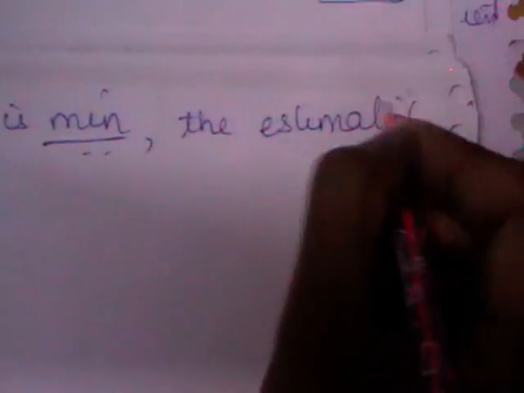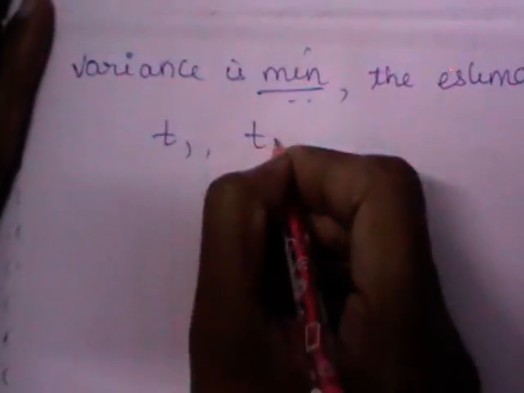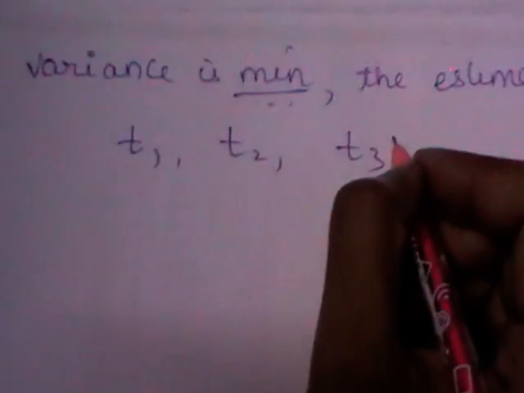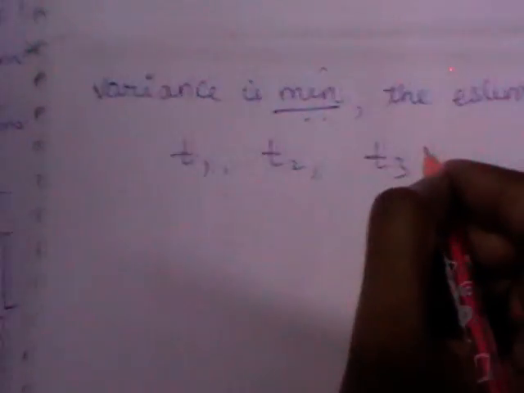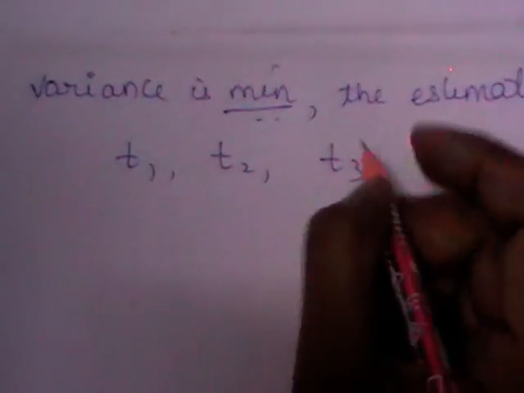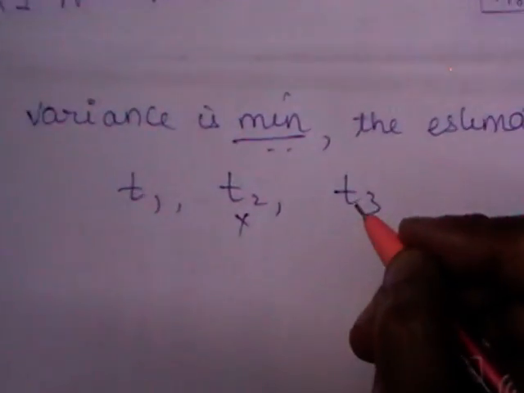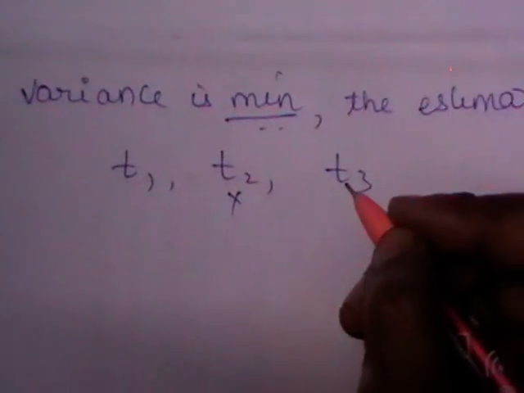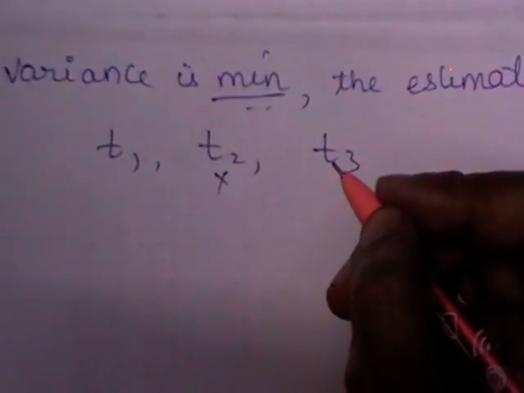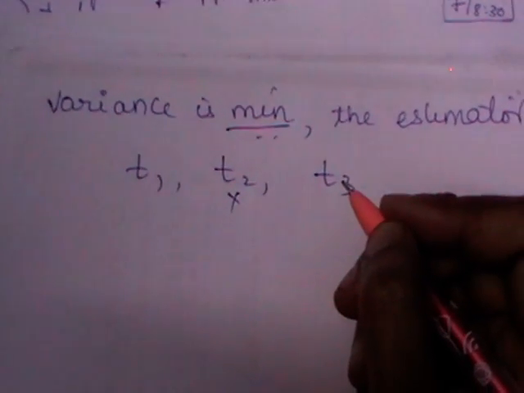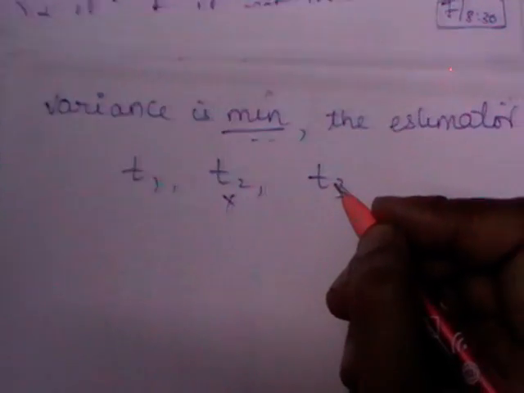So you are given T1, T2, T3. First bit, you have checked whether T1, T2 are unbiased estimators or not. We have obtained that T1 is an unbiased estimator but T2 is not an unbiased estimator. In the third bit, they are given T3 itself is an unbiased estimator. You need to find out lambda. So we have done that also. Third bit, you need to find out the most efficient estimator.